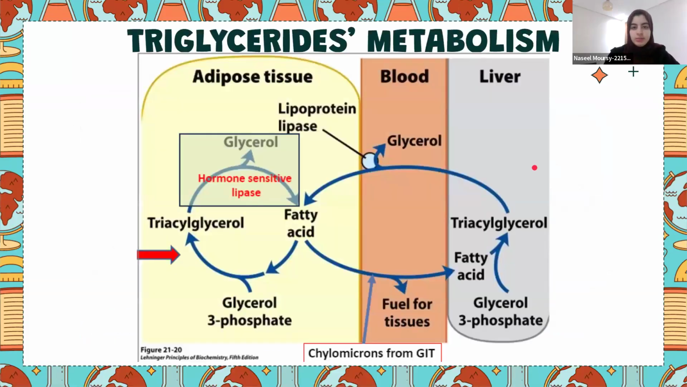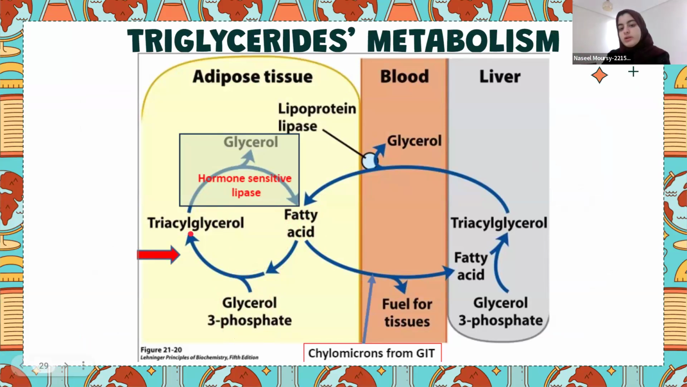So let's talk about the metabolism. This is the same figure that was in your lecture. It's a good figure, that's why I couldn't find another one. Right. So let's start off here in the adipose tissue, one of the main sites where we make triglycerides. We have fatty acids that we've already synthesized, and glycerol. These combine to form triacylglycerol.